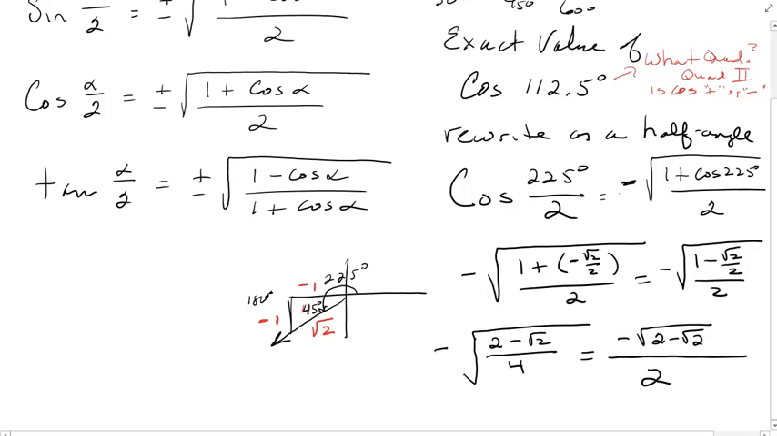So the half angle identity just gives you another way to deal with exact values of angles that are not exactly 30, 60, 90, or pi over 6, pi over 3, pi over 4. It just gets you a way to kind of work them out. All right, and you'll have a bunch of problems on the lab to practice.